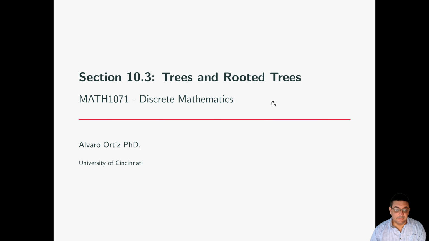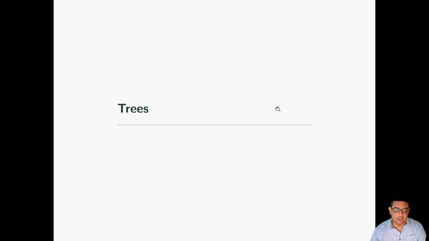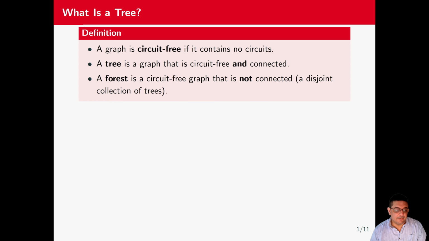Hello everyone, this is going to be section 10.3 on trees and rooted trees. So first, let's go to the definition of what is a tree. First, let's start with the notion of a circuit-free graph. Of course, as you can think, a circuit-free graph is just going to be a graph that contains no circuits.